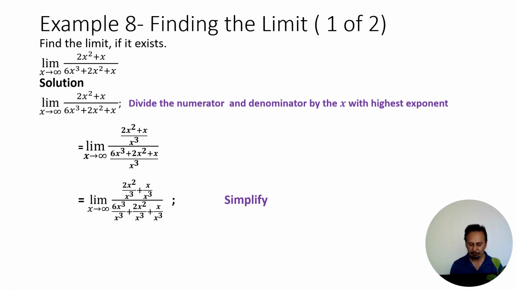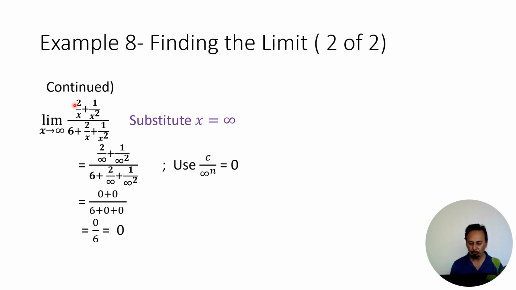Now simplify each fraction, and we have 2 over x plus 1 over x squared, over 6 plus 2 over x plus 1 over x squared. Now we substitute x equal to infinity. We have 2 over infinity plus 1 over infinity squared. On the bottom we have 6 plus 2 over infinity plus 1 over infinity squared. So 2 over infinity is 0, 1 over infinity squared is also 0, 6 stays 6, 2 over infinity is 0, 1 over infinity squared is 0. 0 plus 0 is 0, 6 plus 0 plus 0 is 6. So 0 over 6 is 0. The answer is 0.